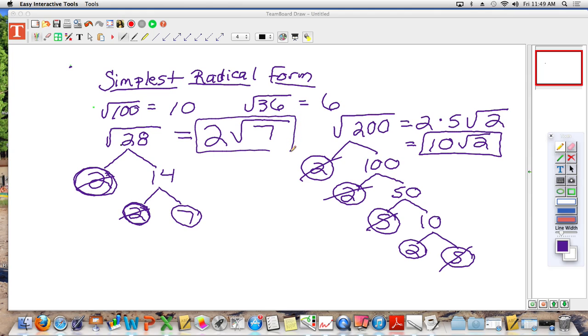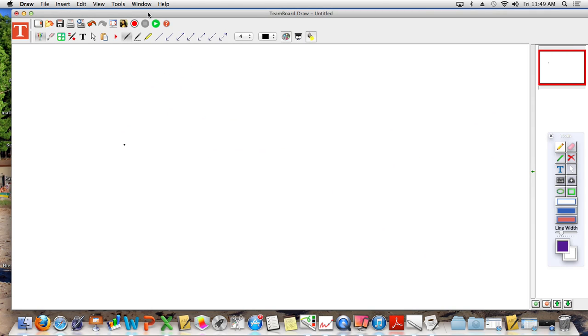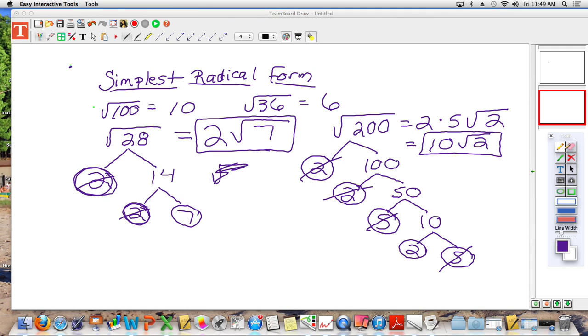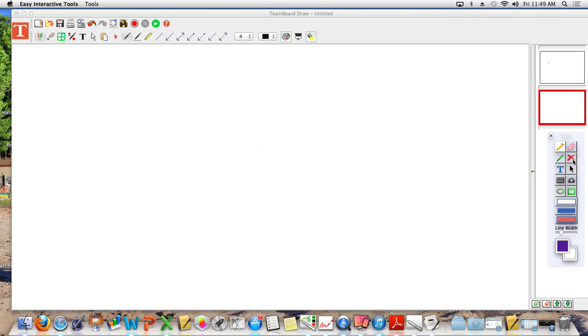Let's try another one. Let's do the square root of, actually, I think I'm going to grab myself a new page here. Okay. Let's do the square root of 78. Square root of 78. What multiplies to give you 78?